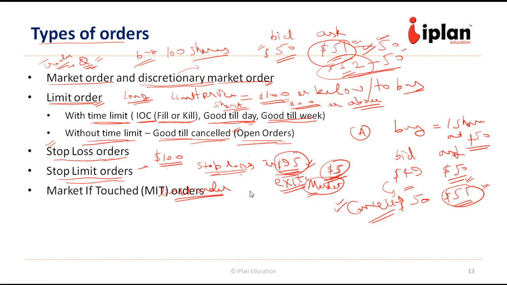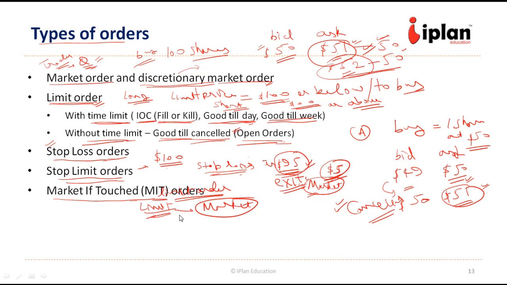Then we can have a market if touched order. So these are the specific orders where there is a limit given. As soon as that limit is touched, the market order is sent in the market. So this is the price limit. As soon as it is touching that level, the market order is being sent. So the order will get executed at a market price.